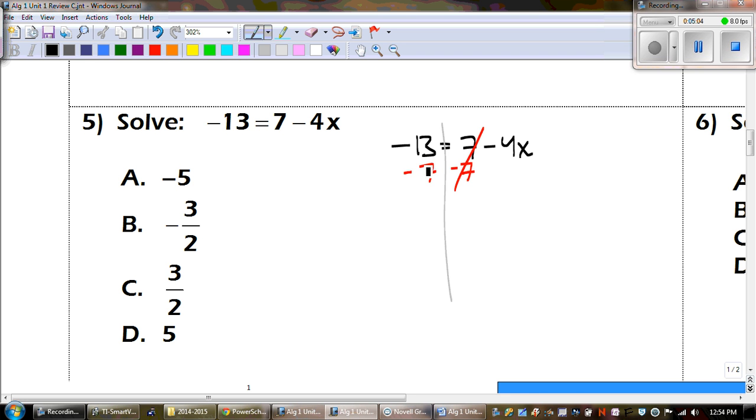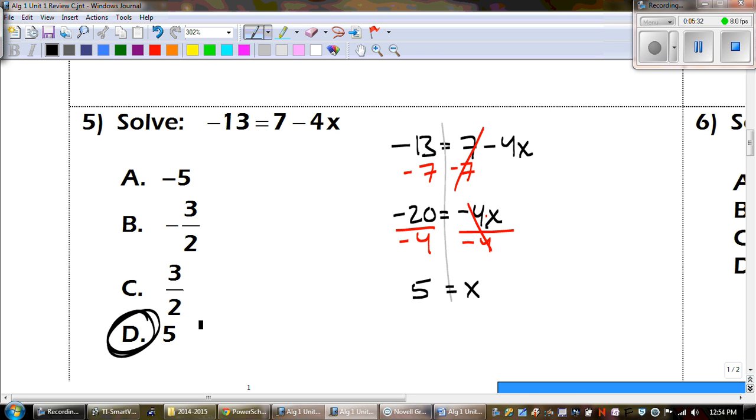So negative 13 minus 7 gives us negative 20. Okay, and how do we get the x by itself? That's multiplication. The inverse of multiplication is division. You should know right away that a negative divided by a negative is a positive, and 20 divided by 4 is 5. So the correct answer is D.